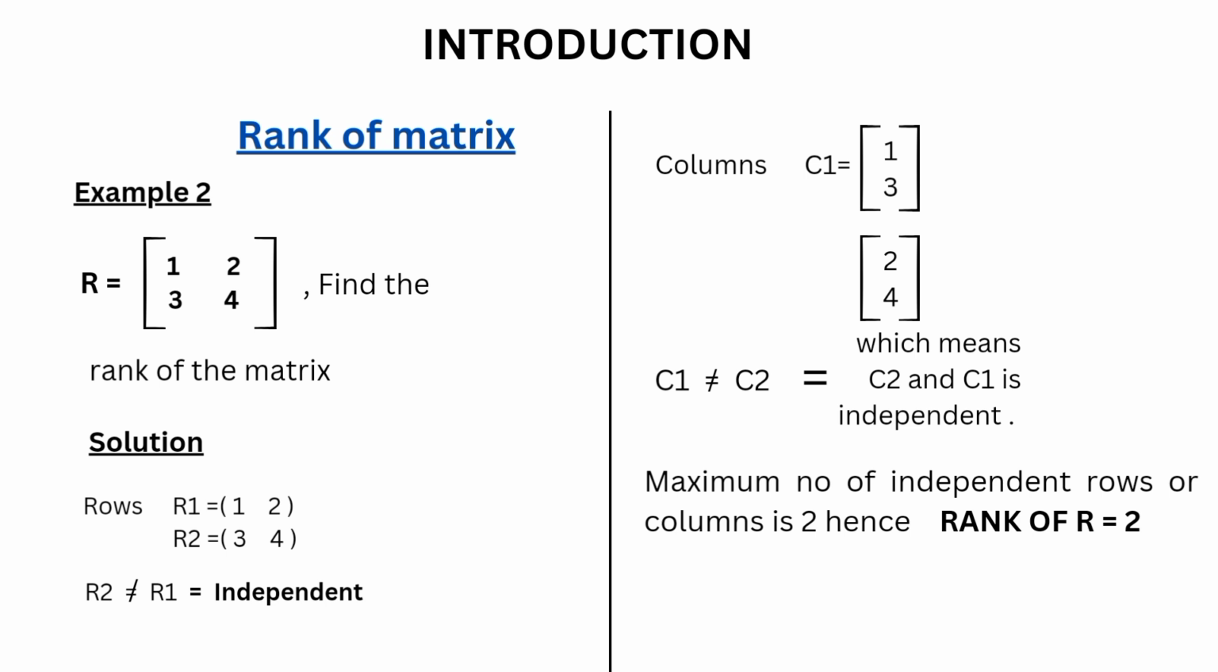For the people who chose to use columns, column 1 is 1, 3. Column 2 is 2, 4. Column 2 is not the same as column 1 or a multiple of column 1, so it's independent. Both column 1 and column 2 are independent. That means the maximum number of independent rows or columns is 2. Hence, the rank of matrix is 2.